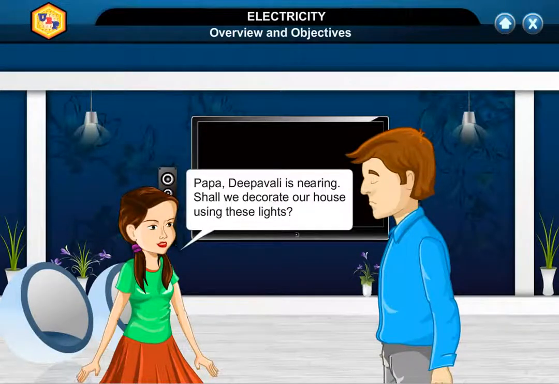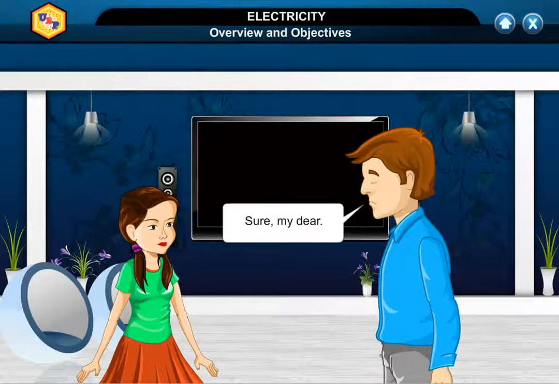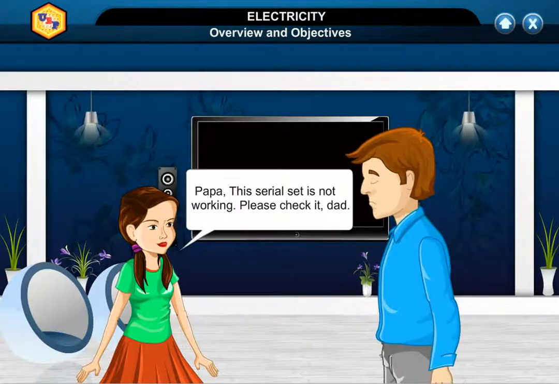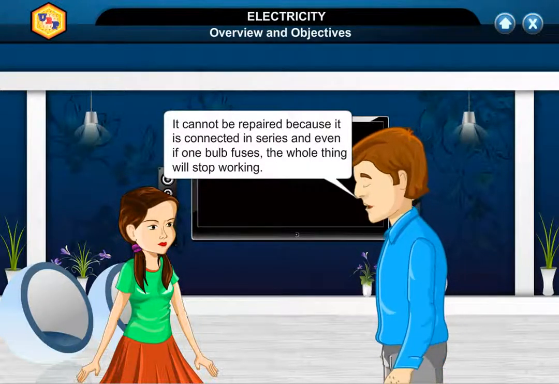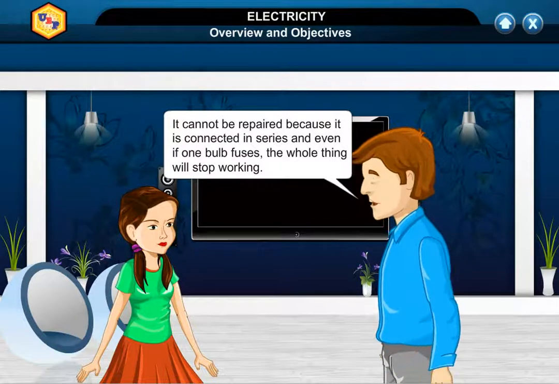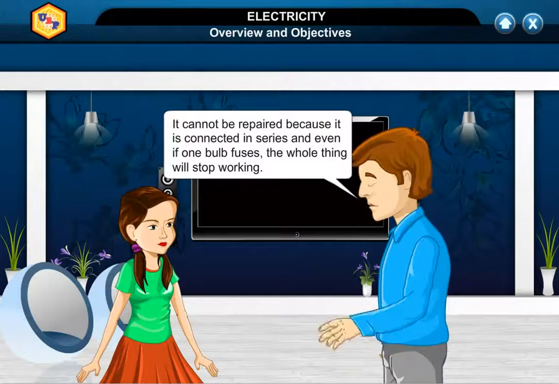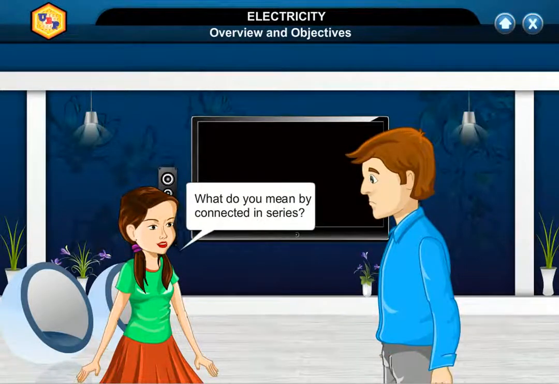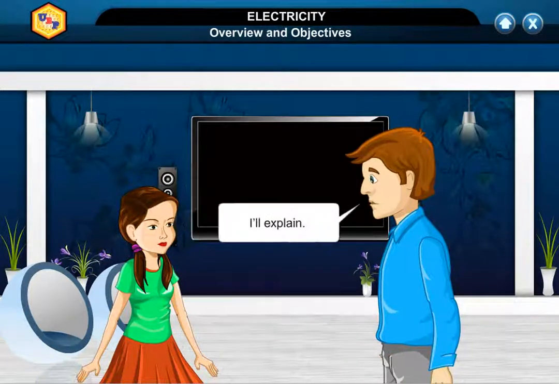Papa, Deepavali is nearing. Shall we decorate our house using these lights? Sure, my dear. Papa, this serial set is not working. Please check it, Dad. It cannot be repaired because it is connected in series, and even if one bulb fuses, the whole thing will stop working. What do you mean by connected in series? I'll explain.